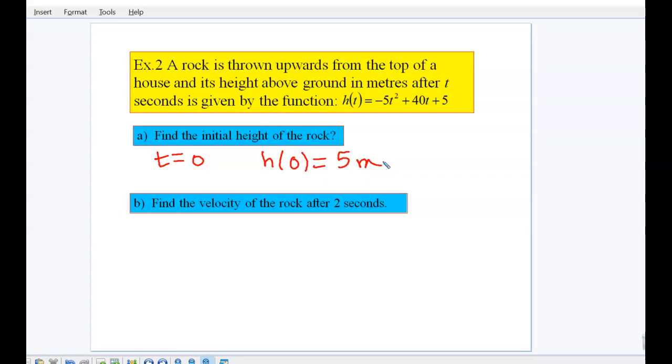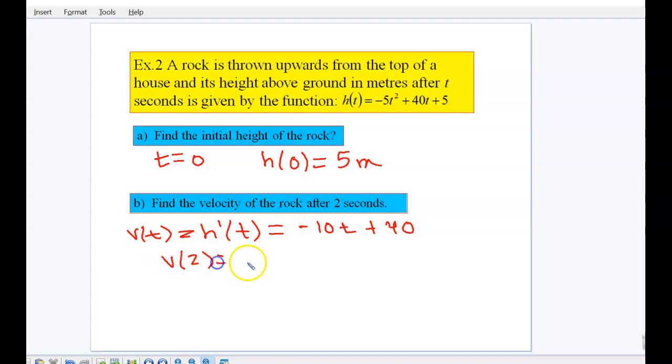Question B, find the velocity after 2 seconds. Well, the velocity is equal to the derivative of the position function, which is going to be negative 10t plus 40. So the velocity at 2 is negative 10 times 2 plus 40, which is going to be 20 meters per second.